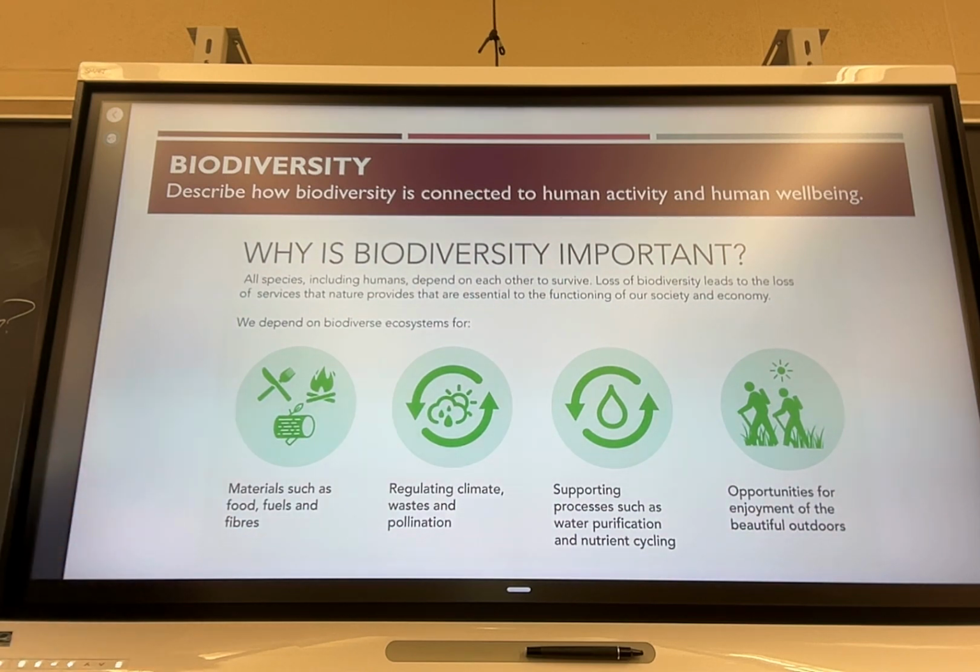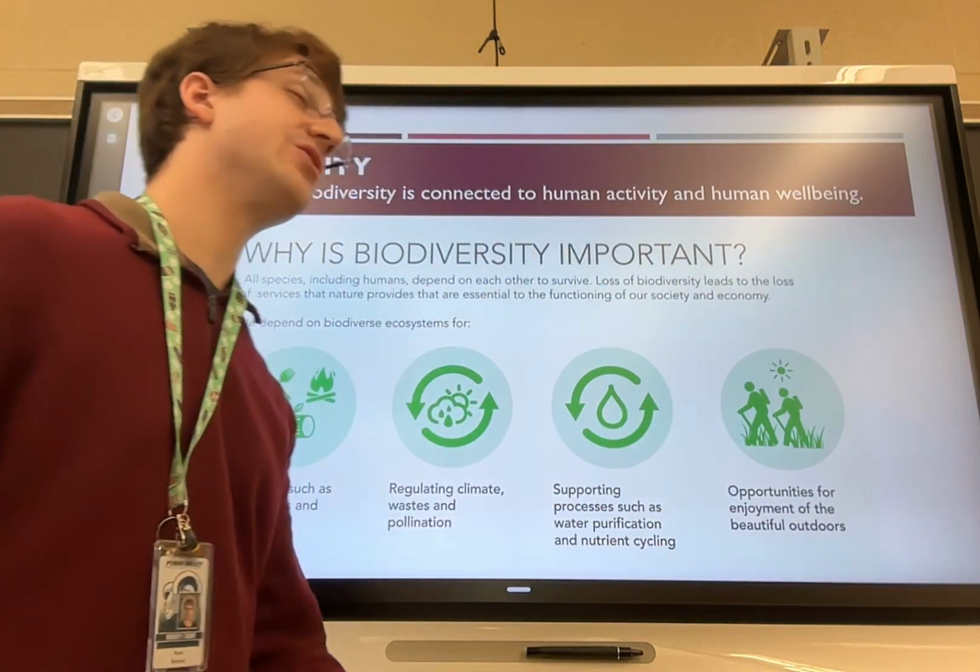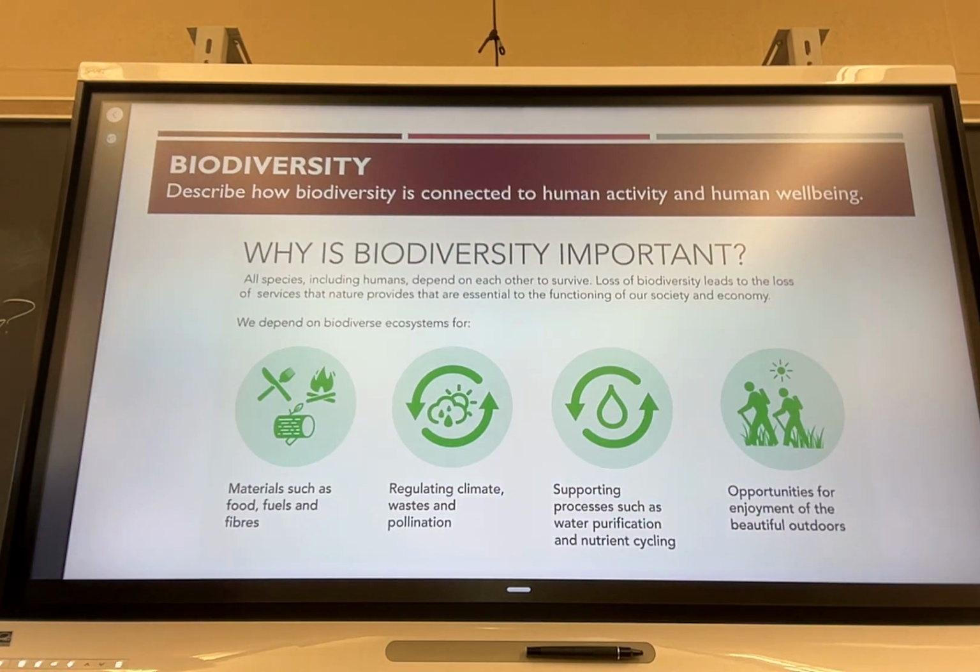Climate is very important with biodiversity. As we start to destroy more trees and more trees start to die, our climate's going to be negatively impacted. Different resources and nutrients have to be cycled through this biodiversity, so that's going to be impacted. And of course, just enjoyment of the outdoors as a whole is impacted by loss of biodiversity.